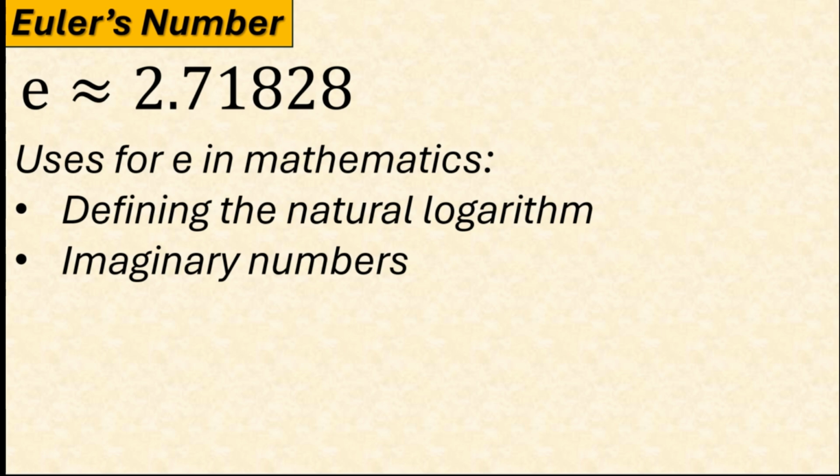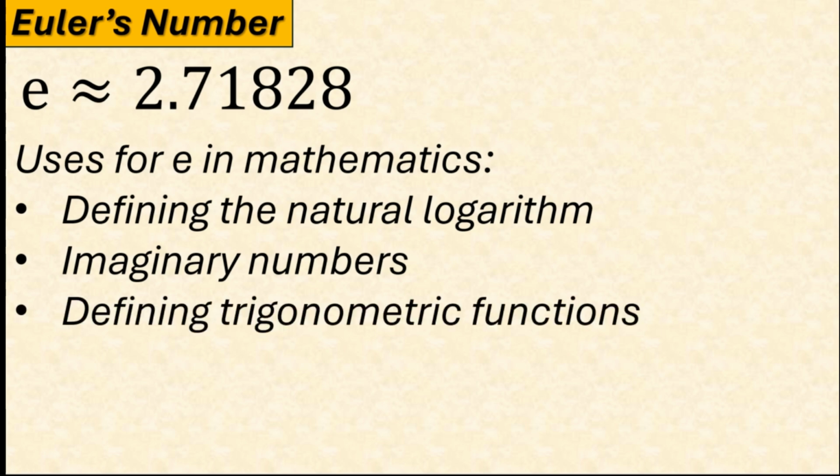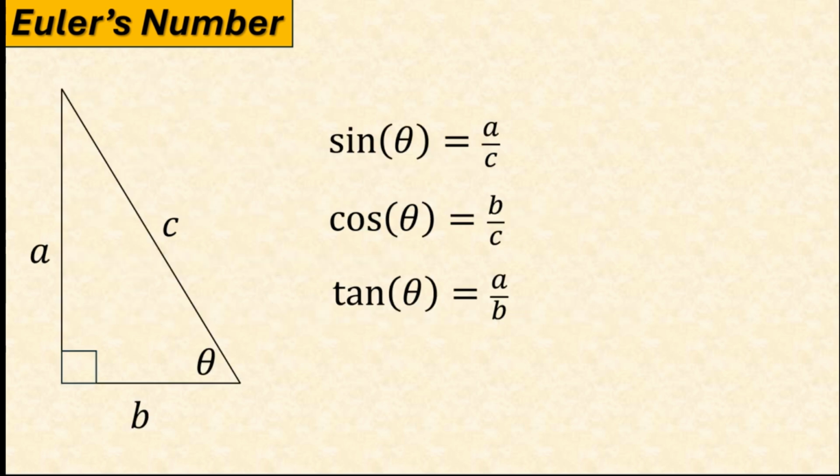Now I will go over yet another use for e in mathematics. Defining trigonometric functions. If any of y'all have studied geometry, you may be familiar with right triangles and trigonometric functions. Here we have a right triangle with sides A, B, and C, and an angle theta, which is a symbol that looks like a 0 with a line through it. You may recall from studying geometry that the sine of the angle is equal to the opposite side over the hypotenuse, which is A over C, and so on for the other functions, cosine and tangent.